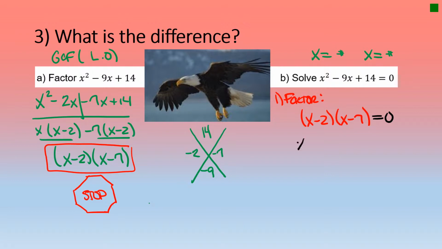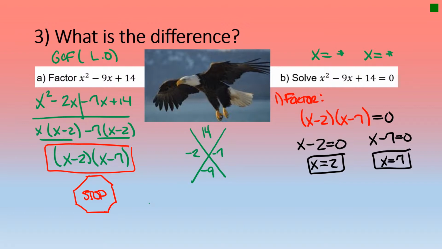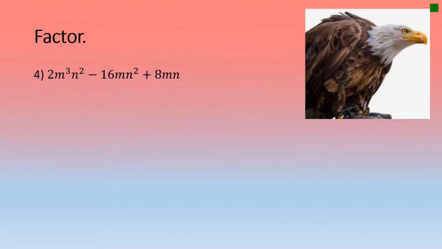So solve means I have x minus 2 equal to 0. So x would equal 2. x minus 7 would equal 0. So x would equal 7. So you have to know the difference. Again, just like I said on the last video, if it says factor and you give me x equals, you're going to get it wrong. If it says solve and you stop at x minus 2, x minus 7, you're going to get it wrong. You need to know what I'm looking for.